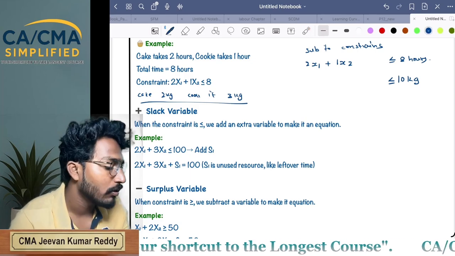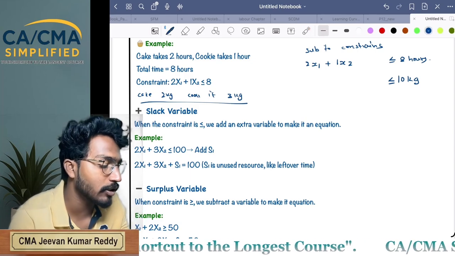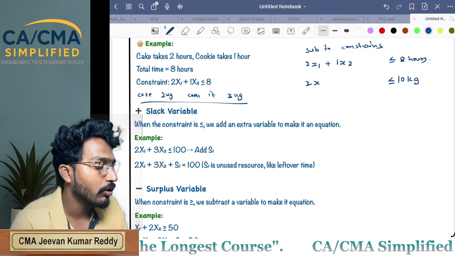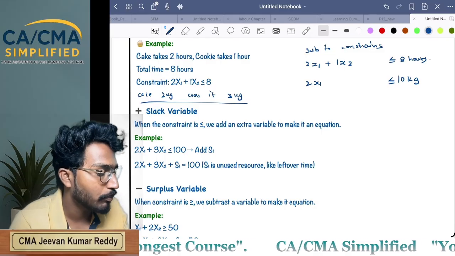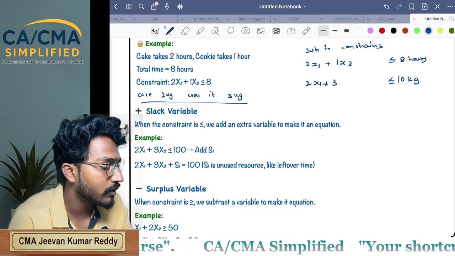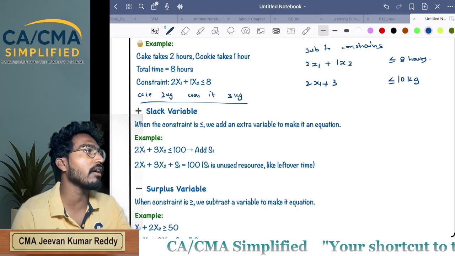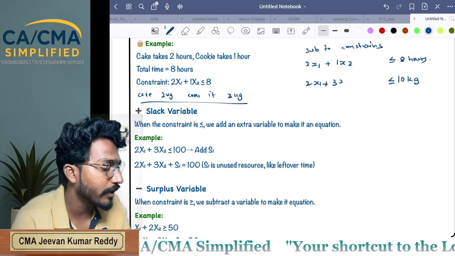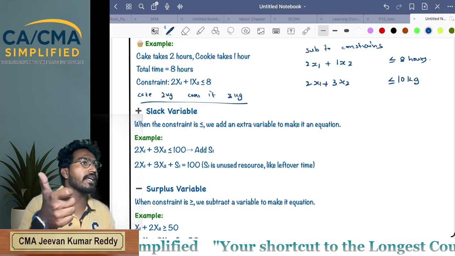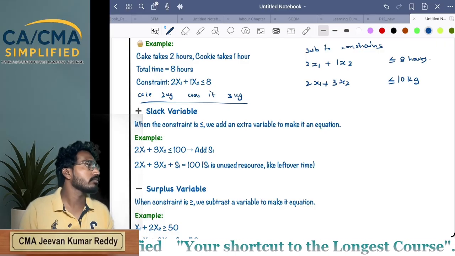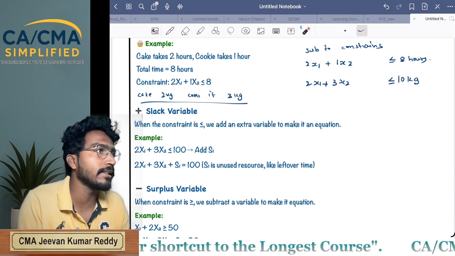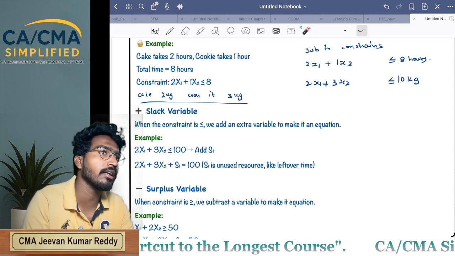Now for one cake it is how much? 2 kgs into the number of cakes. We don't know, so we take it as x1, plus for making one cookie it takes 3 kgs into the number of cookies, that is x2. We don't know the number of units of cakes and cookies, that's why we take them as x1 and x2. This should be less than or equal to 10 kgs. So we are already done with our constraints.